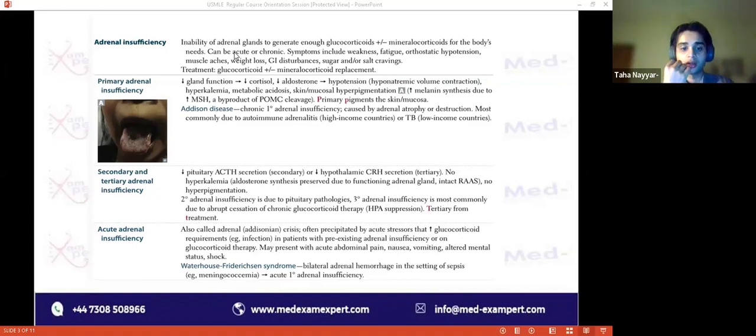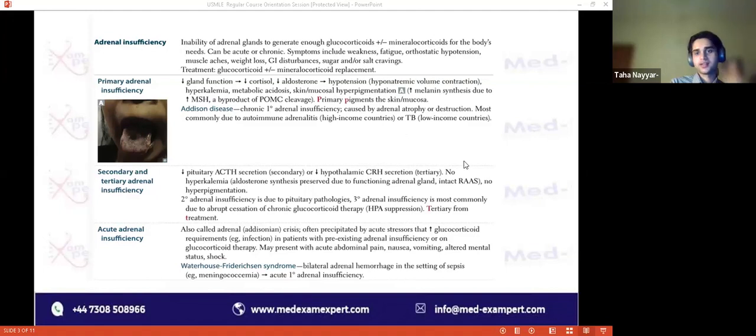And usually these are individuals who have some pre-existing adrenal insufficiency, and they are already on some steroid therapies. Suddenly there is a stressor, or a trigger which increases their body requirement of cortisol, and because these individuals already have deficiency, they cannot fulfill that, and they result in sudden Addisonian crisis. This and Waterhouse-Friderichsen syndrome, these two are very common scenarios that they love to test us on in the exam.